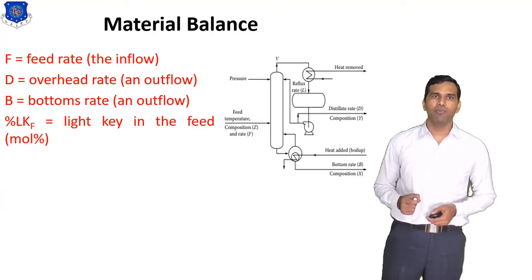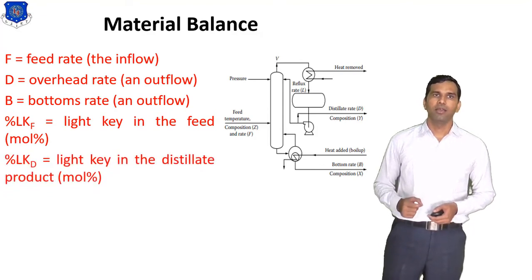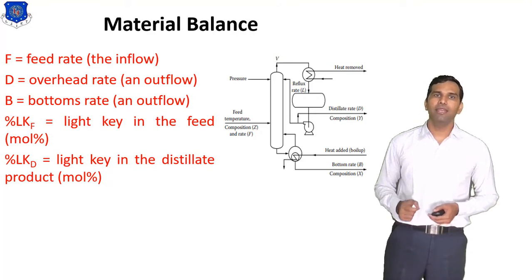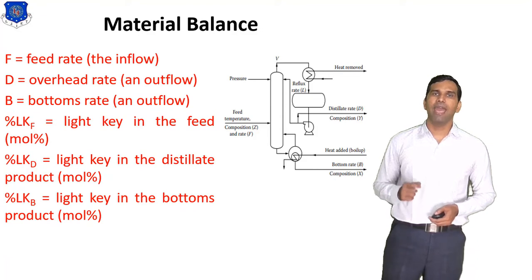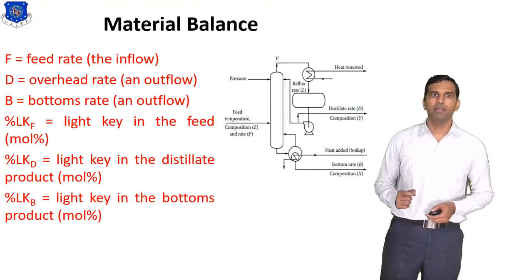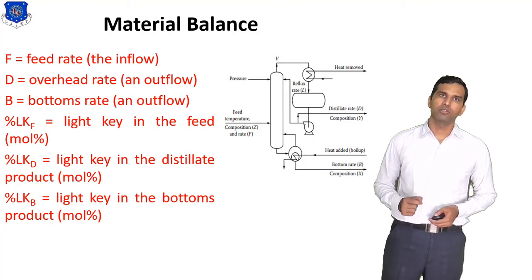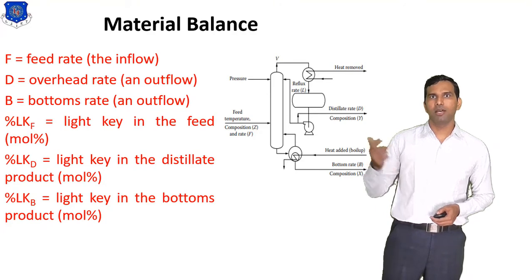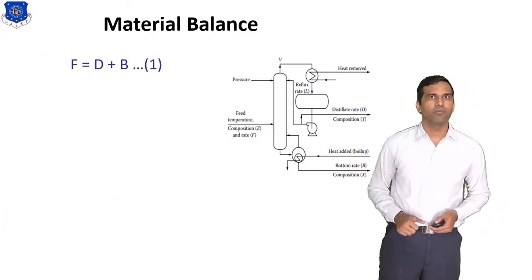Percentage LKF indicates the light key in the feed. Percentage LKD indicates the light key in the distillate product, and percentage LKB indicates the light key in the bottom product. So this is the material balance figure.